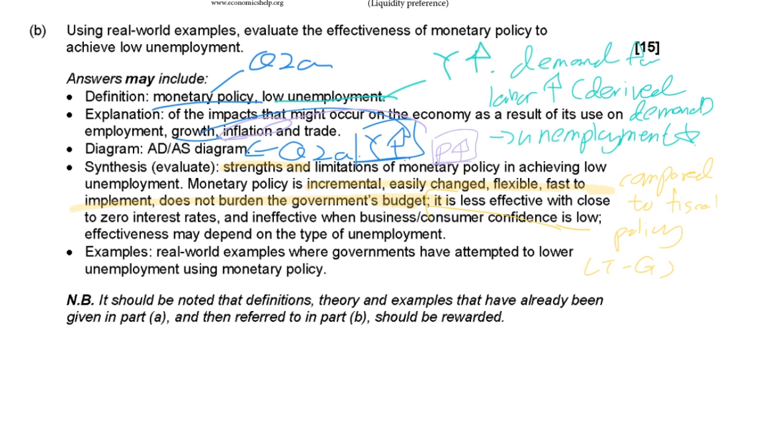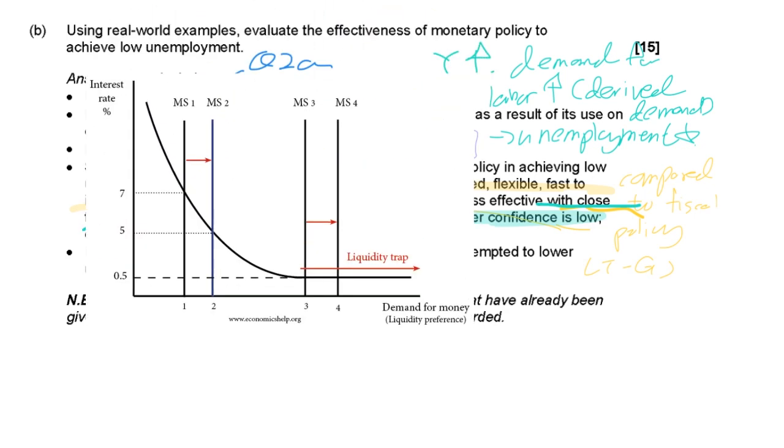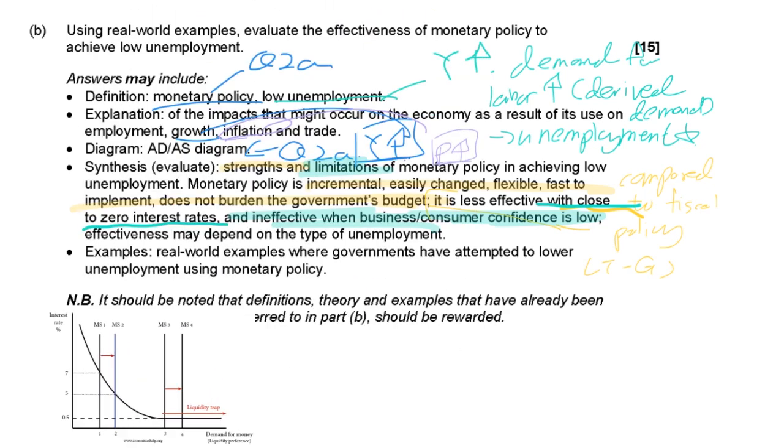Next, when we talk about the weaknesses, I will also talk about it later on in this essay. It's about when consumer confidence is low, it might be ineffective, especially when it comes to close to zero interest rate. It depends. And then we have to talk about a real-world example. I will talk about the zero interest rate. So let's take a look at this diagram.